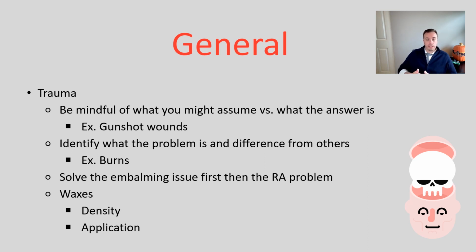You have to be able to get it step by step. So if you're unsure of what direction to go with, think about what needs to be done to solve the embalming problem, and then you will be able to have the idea of how to fix the restorative art problem. And that will keep you generally on the correct track when you don't know what to do.